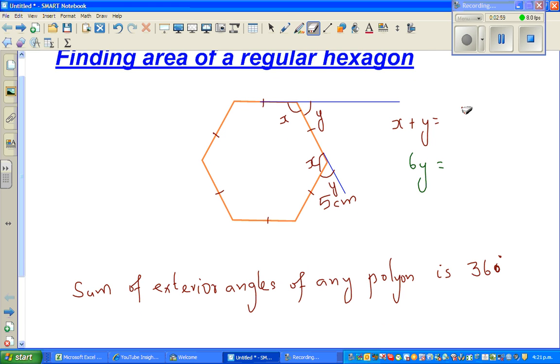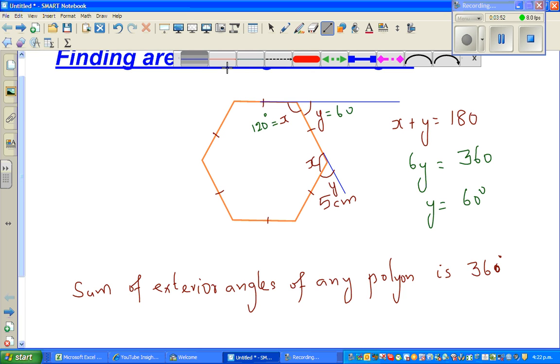X plus y should be, what is x plus y? The sum of the angles on a straight line. So angles on a straight line add to 180. Yeah, this is always good to check. So you've got 6 exterior angles and when you add them, they will always be equal to 360. So y is equal to, when you divide both sides by 6, 60 degrees. So how much would this be? x plus y is 180, so this has to be 120. Is that clear? So each exterior angle is 60, and the interior angle is 120.